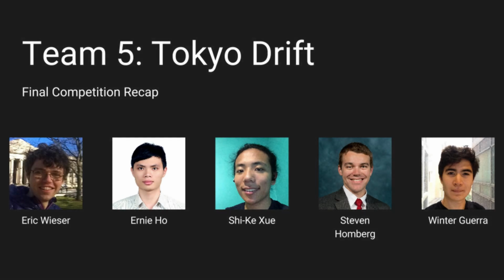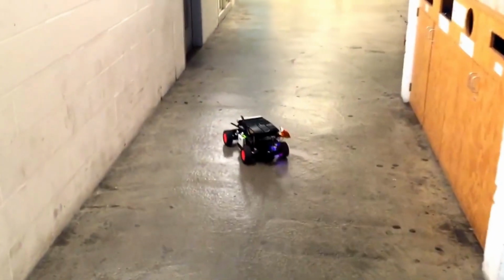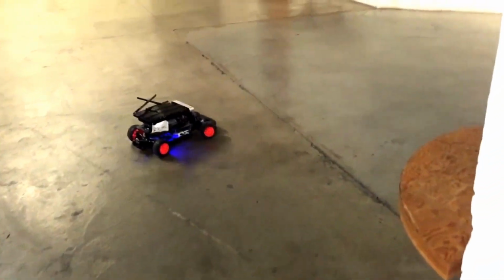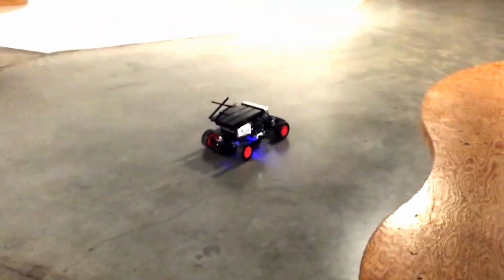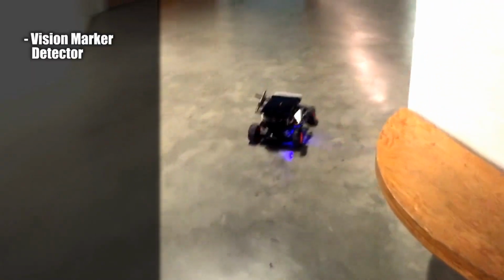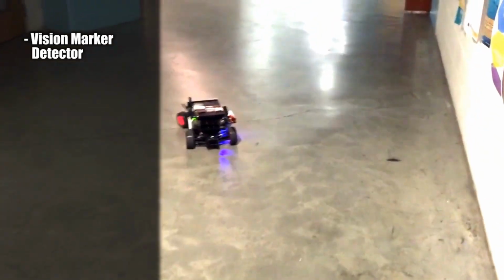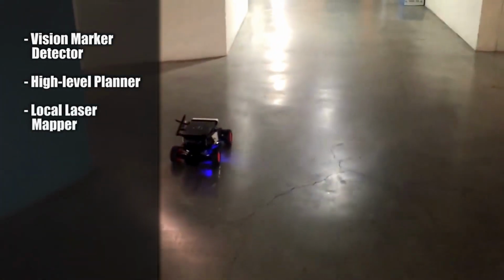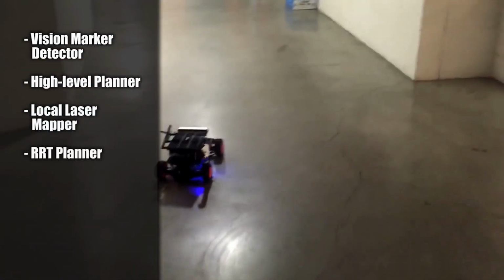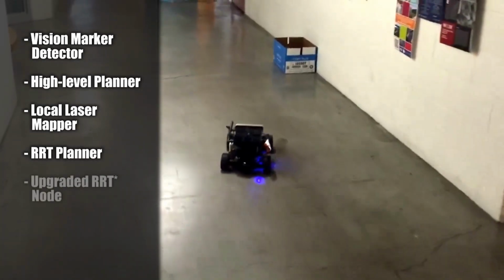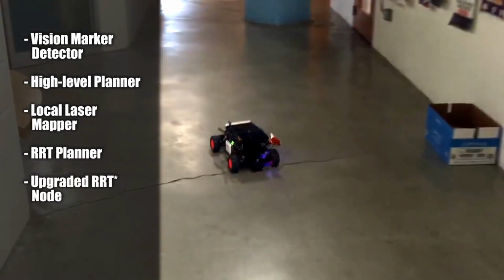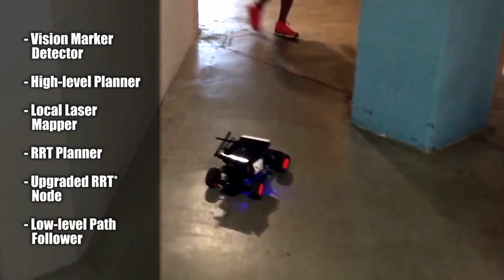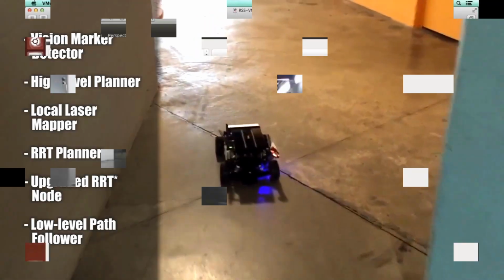To complete the final course challenge, we implemented a full-stack autonomous robot solution, much like that you would see on a full-scale autonomous car. This stack is comprised of 6 modules. We have a computer vision system that identifies key goals in the course, along with a high-level planning module and a local laser scan mapper node. We also have a rapidly exploring random tree planner and an RRT star node for increased path optimality. Finally, we have a low-level path follower node that is able to execute the intentions of the higher-level modules.